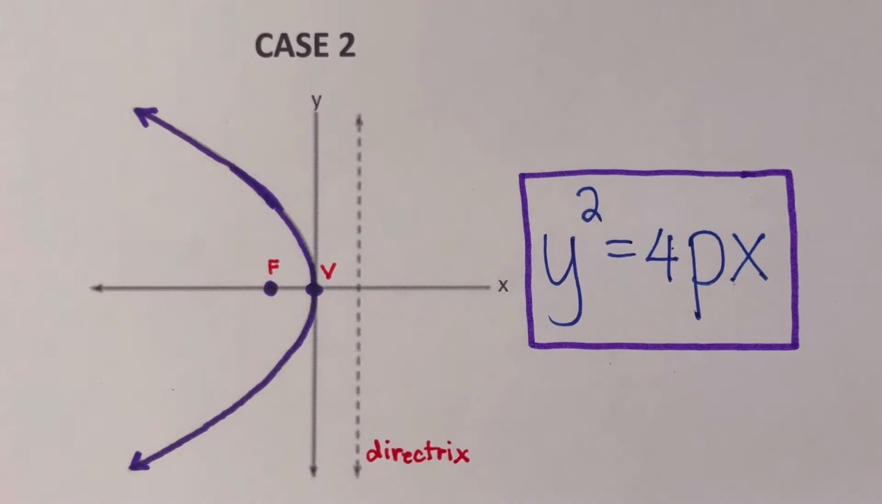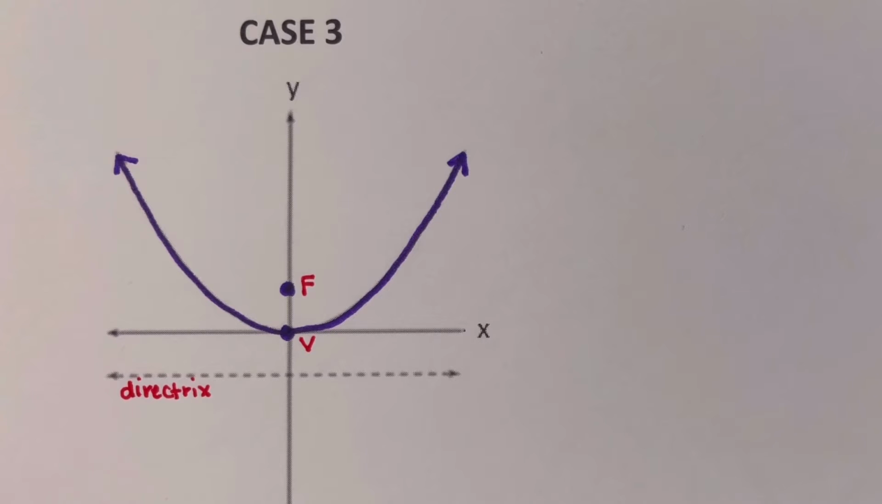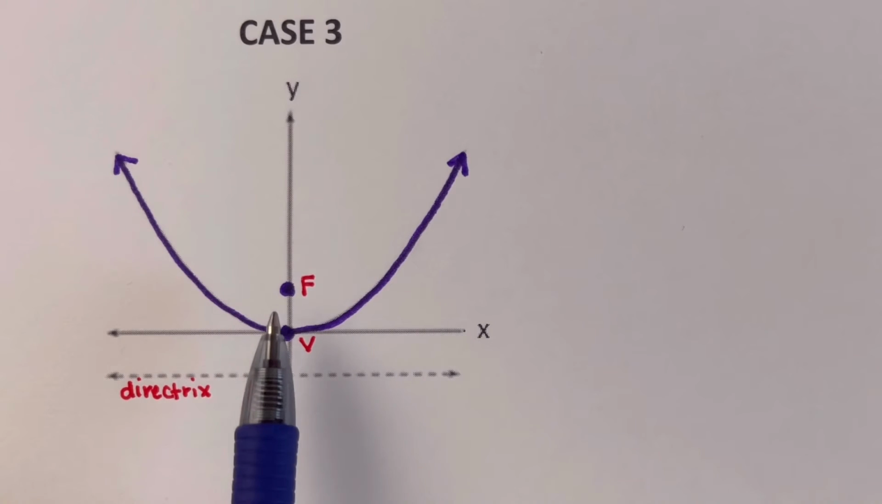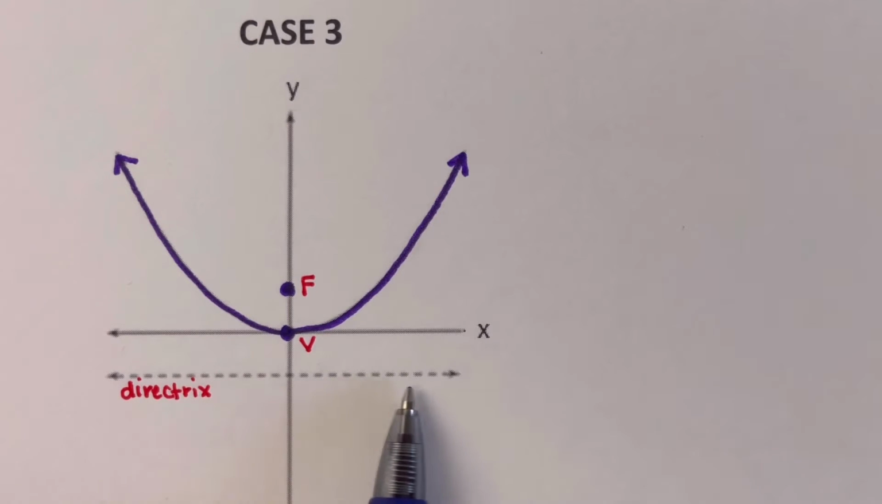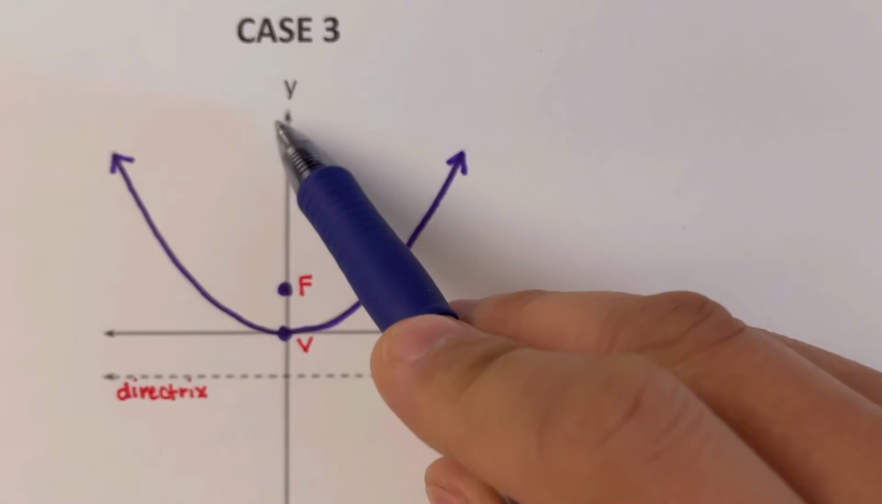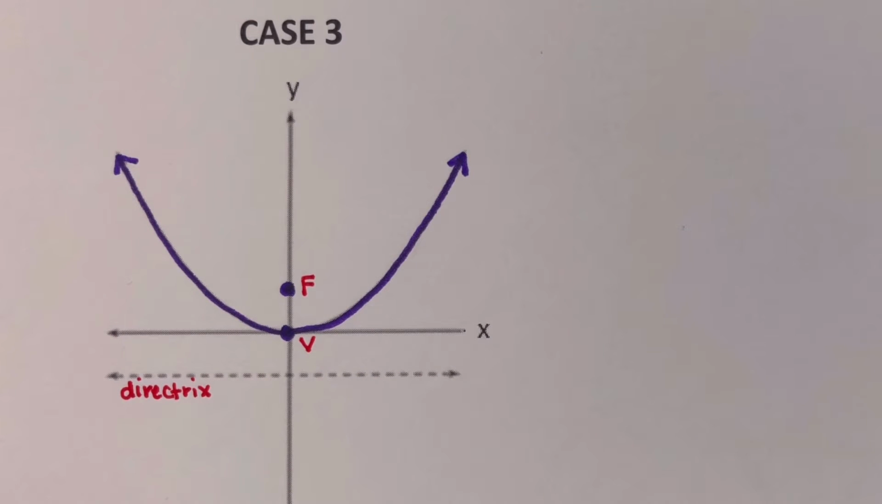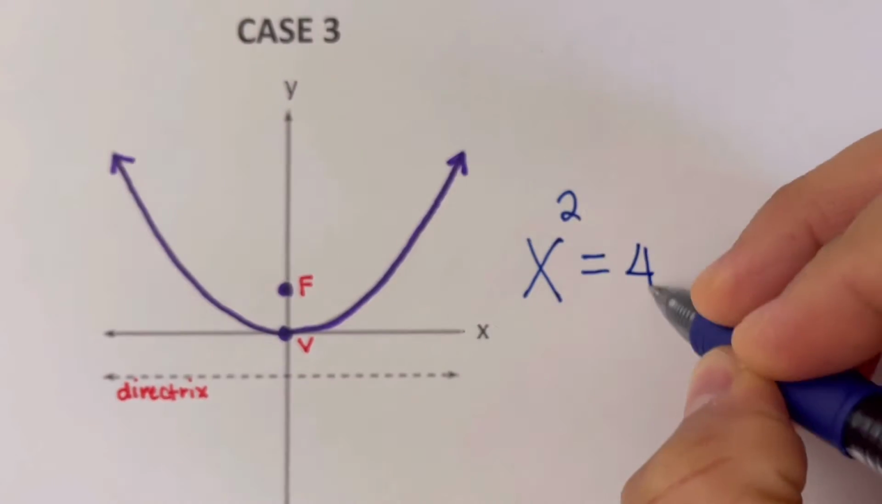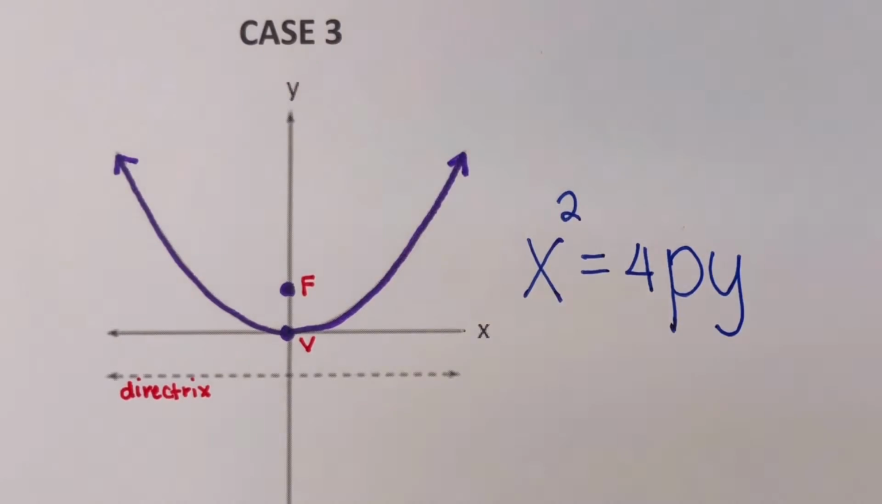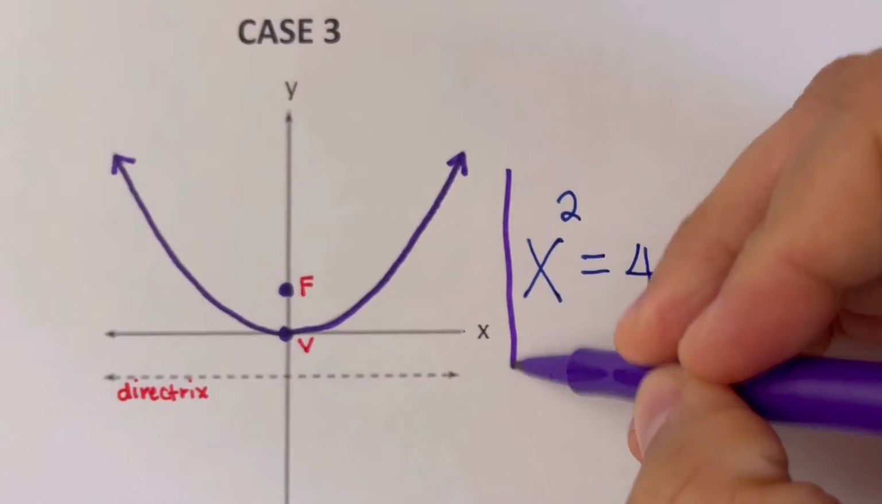Now let's move on to the third case. For the third case, the parabola opens upward since the focus is on the positive y-axis. We also have the directrix. Again, we have the vertex at the origin (0, 0), and we have here the axis of symmetry. Now, the formula that works for the third case, whenever the parabola opens upward, is x squared equals 4py. So this is the formula for the third case.